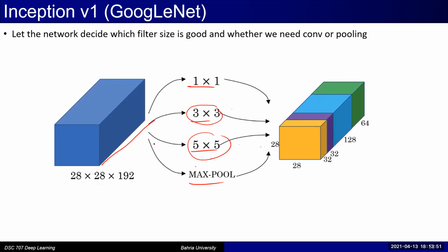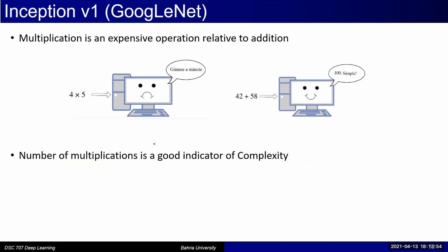And why are we doing that? The reason is that whenever we are trying to reduce the complexity of a model, there are basically two key operations: multiplication and addition, because you take the dot product. From a hardware perspective, addition is a simple operation and does not cost much to implement. On the other hand, multiplication is a costly operation if you want to implement it in hardware or assembly language. So the number of multiplications is considered a good indicator of complexity.